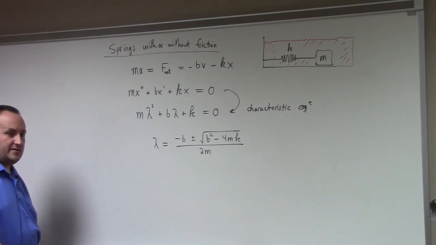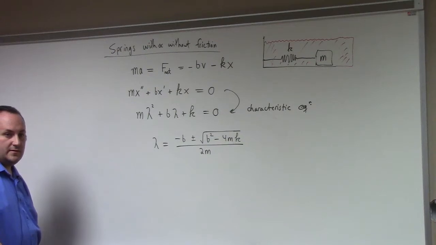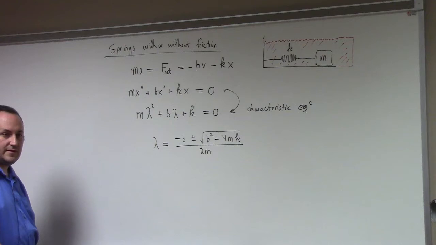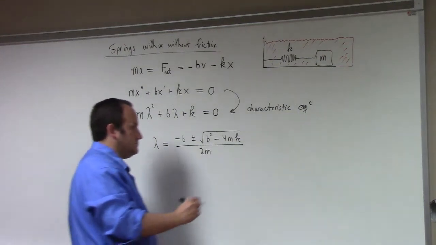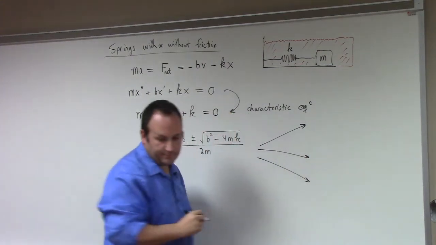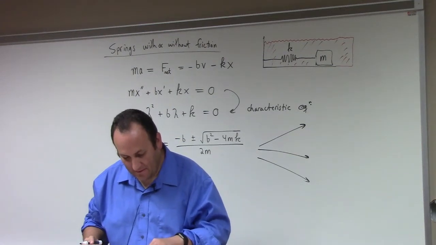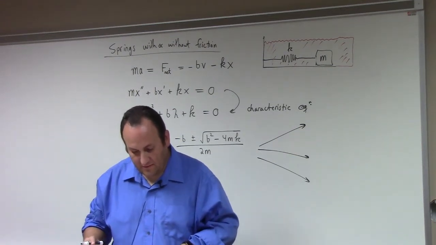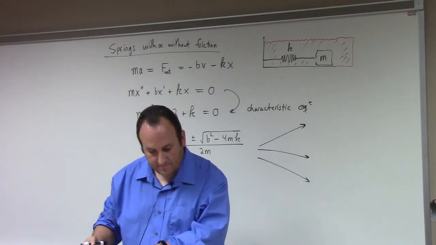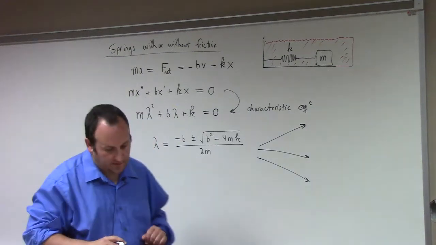Now, there are different cases then. I wrote that down, but generally lambda could be what? It could be real and distinct. It could be real and repeated, or it could be complex, right? So let's talk about those different cases. And here is where I need the book for terminology. So he says underdamped, or yes.